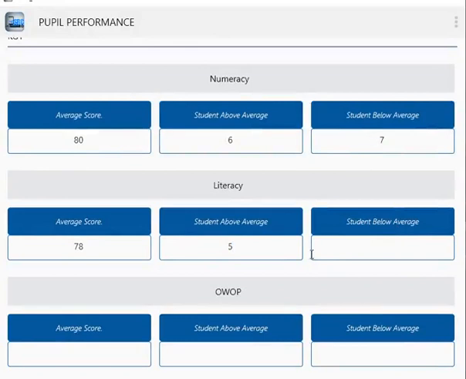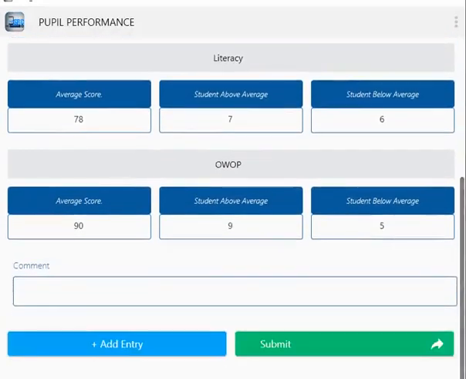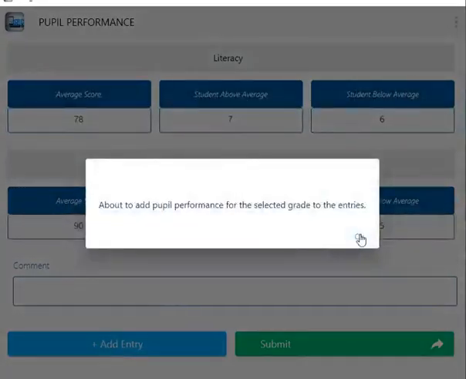So let's take note. Students above average, let's say 7, let's say 6. The average score was 90. Above and below, let's say 5. If there's any comment you want to give, then you provide it over here. Assuming the students' performance above average or the average scores are not encouraging, and there's a reason why you have a number of students performing below average or above average, then you can include it in the comment section over here. So when you are done, you click on add entry, click on OK.